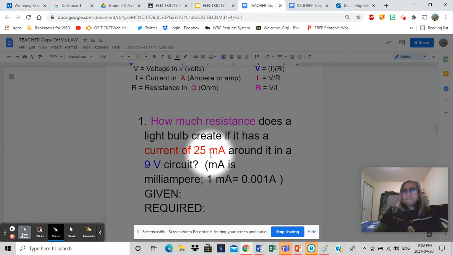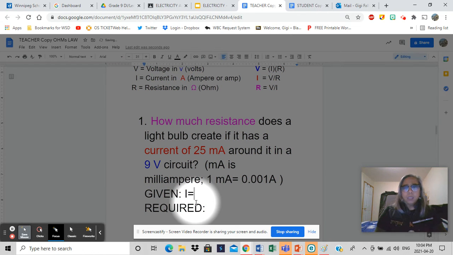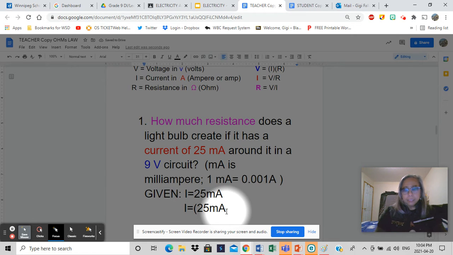So you see 25 milliampere, ampere. What is ampere? A unit of I. So you say here, I equals 25 milliampere. But then we want it to be in A, right? So how do we convert that? Do I multiply? Yes, as you can see here, I'm using the brackets to mean multiplication.